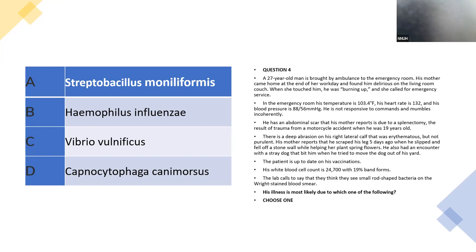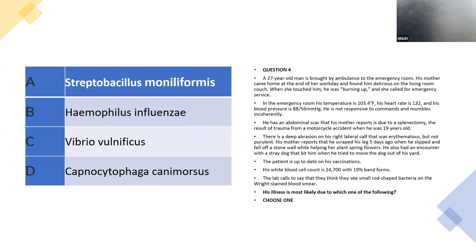He has an abdominal scar that his mother reports is due to splenectomy, the result of trauma from a motorcycle accident when he was 19 years old. There is a deep abrasion on his right lateral calf that was erythematous but not purulent. His mother reports that he scraped his leg 5 days ago when he slipped and fell off a stone wall while helping her plant spring flowers. He also had an encounter with a stray dog that bit him when he tried to move the dog out of his yard. The patient is up to date on his vaccinations.